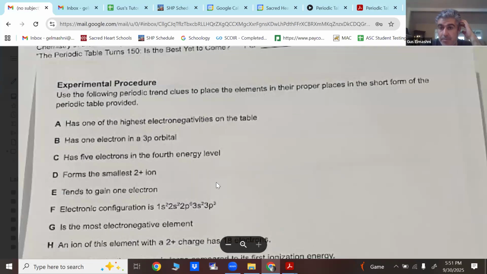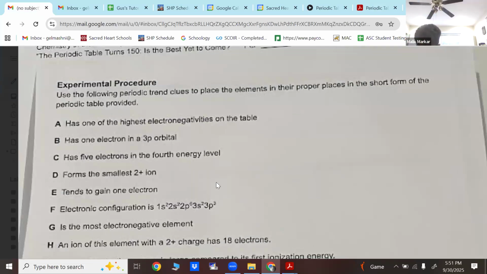Do you have a periodic table in front of you? Yeah. Okay, give me one second. I just need to grab some water. Be right back.